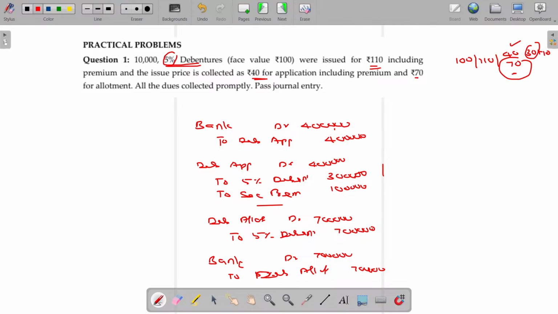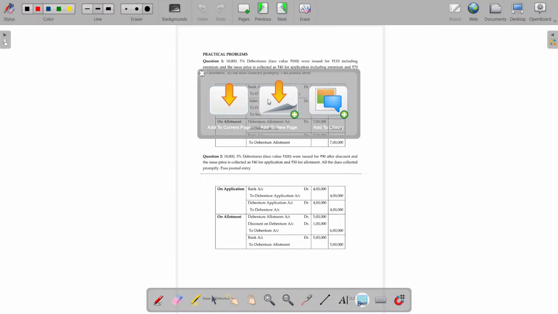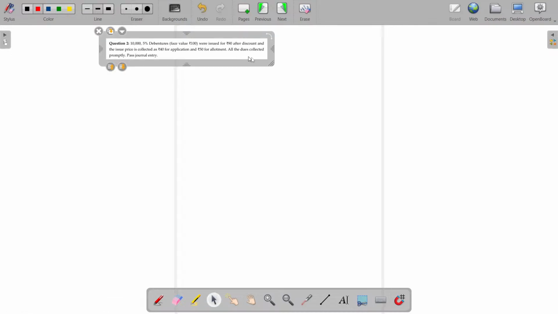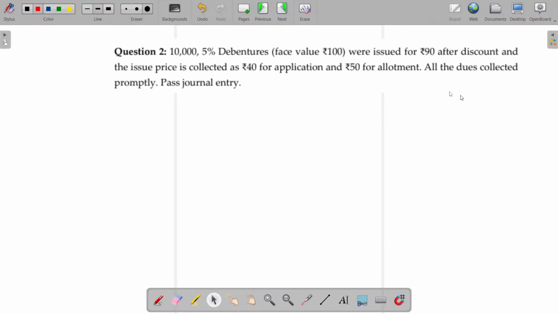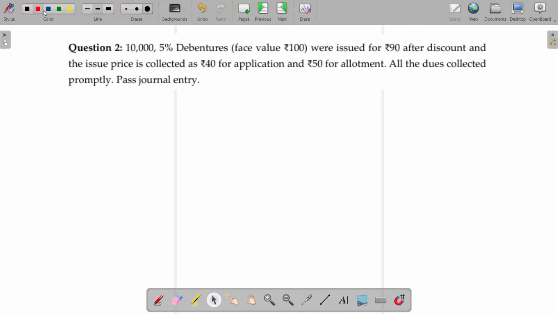Try the next illustration. Come on, make it faster. Question number 2. Usually, equity shares cannot be issued at a discount, but debentures can be issued at discount. In case of securities premium, that will be credited. In case of discount on issue, that can be debited.